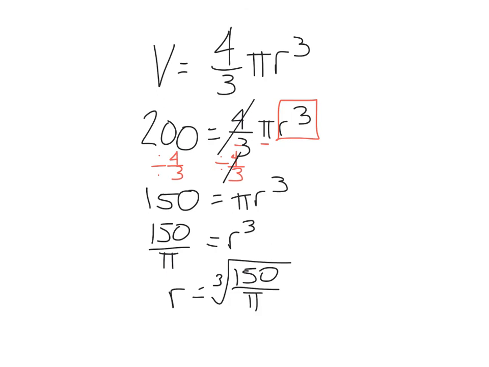So this is saying, what number do I times by itself 3 times to get 150 over pi? And if you put that on your calculator, you should get the answer of about 3.63. So again, we've used a non-linear equation, non-linear because it has a power. The thing we want to find has been raised to a power. And we've just undone everything in the opposite order to BIDMAS to arrive at our answer.